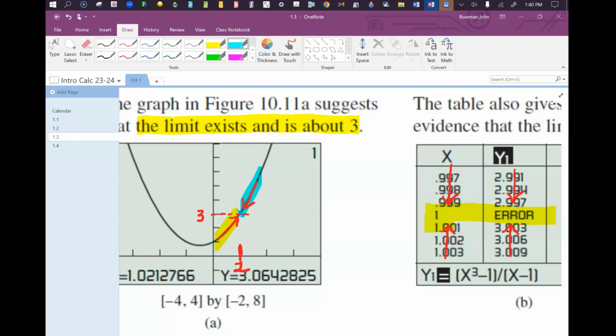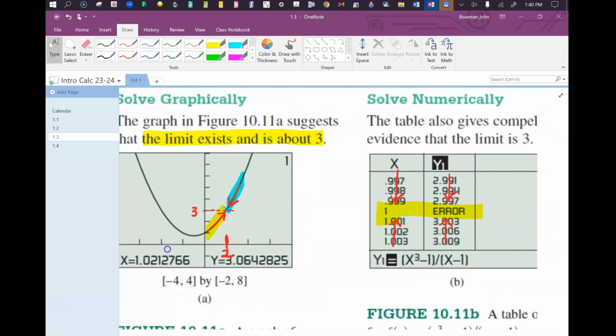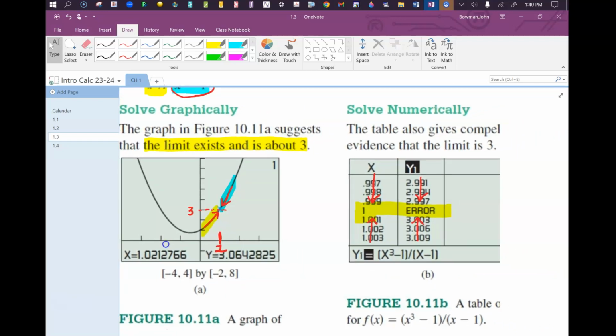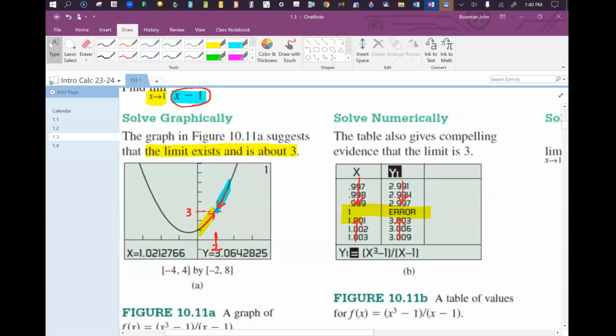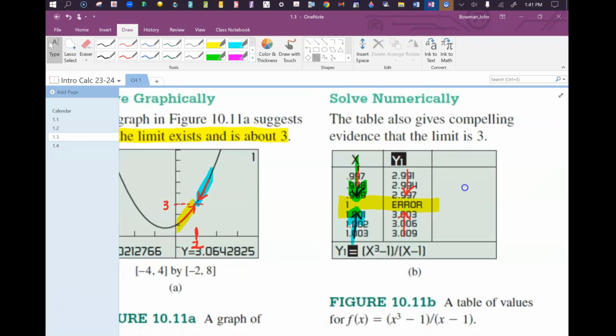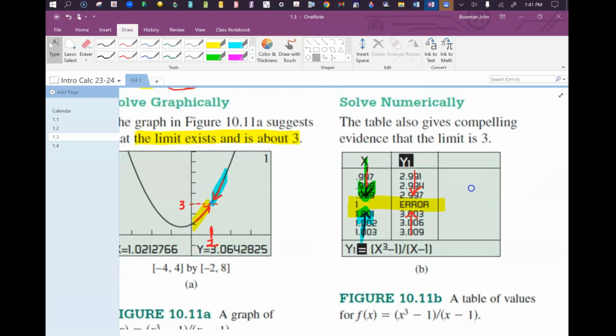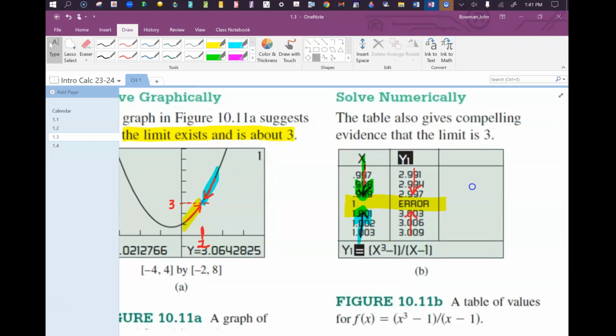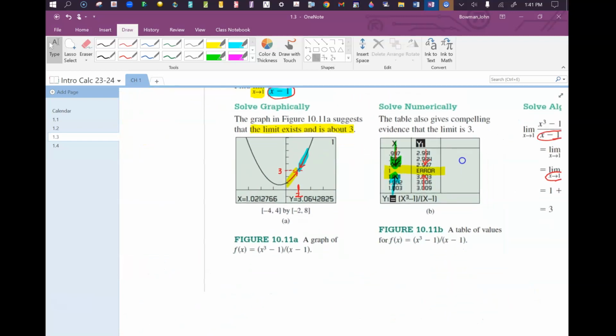So the left and right limits were equal, so the limit as x approaches 1 is equal to 3. The same thing was true for the tables. As we approached from the left in green, we saw that y approached 3. As we approach from the right in blue, we see that y approached 3. So the left and right limits were both equal to 3. So even though the function doesn't exist at x equal 1, the limit does exist.